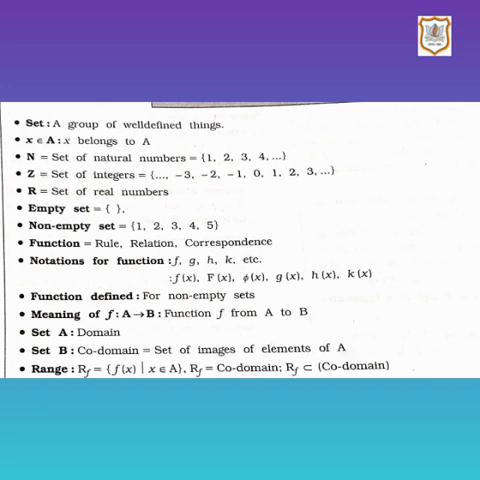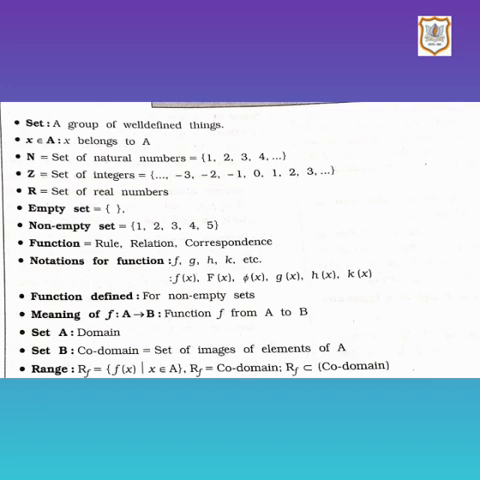The empty set is denoted or written with two curly brackets. A non-empty set means some elements will be there, any numbers or letters or names, like 1, 2, 3, 4, 5, a, b, c, d, e, f. Then function: how can it be a function? Either by rule, relation or correspondence. Notation for functions: for functions, f, g, h, k, any letter can be used. So the functions can be written as f(x), g(x), h(x), k(x).